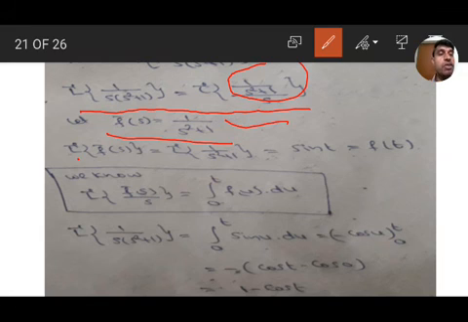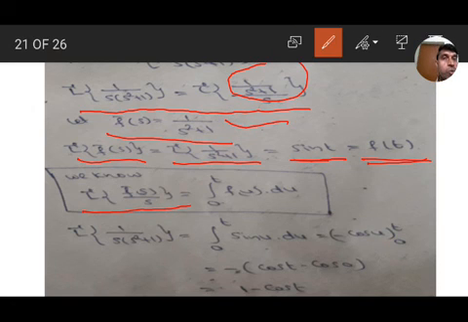So L inverse of f bar S equals L inverse of 1 by S square plus 1. That is the formula: S square plus 1 gives sin t, which equals f of t. We know the formula L inverse of f bar S by S equals integration 0 to t f of u du.